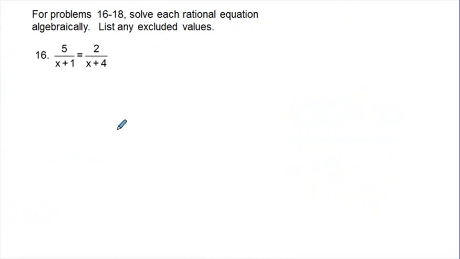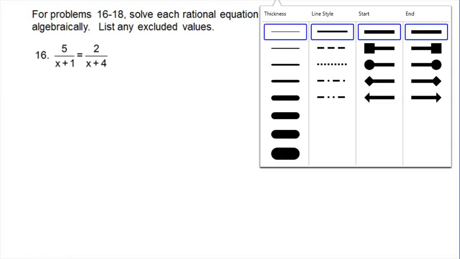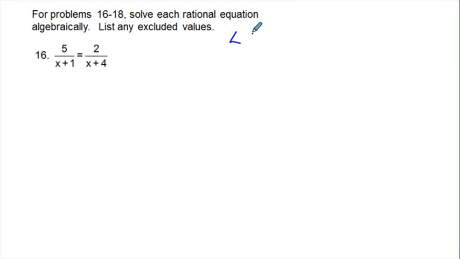Okay, for problems 16 through 18, solve each rational equation algebraically. List any excluded values. Well, I'm going to go ahead and get a least common denominator here. Let me change colors back again. Okay, the least common denominator is going to be quantity x plus 1 times quantity x plus 4.